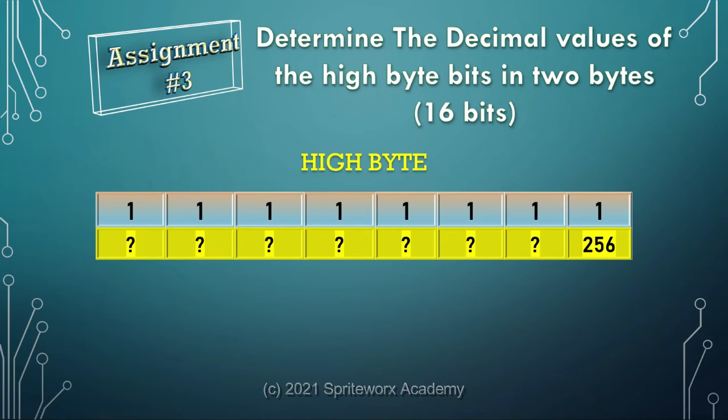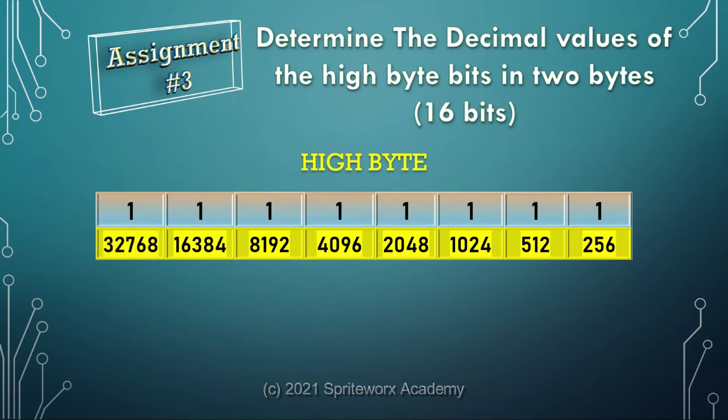next value of 512, and then 1024, 2048, 4096, 8192, 16384, and 32768. So you might be wondering, do I really need to memorize all these values of a high byte because they're kind of complicated and difficult to remember and difficult to do calculations with, numbers that are getting into this kind of high range? The answer is no, we don't.